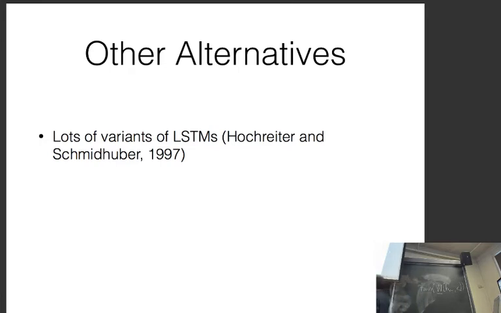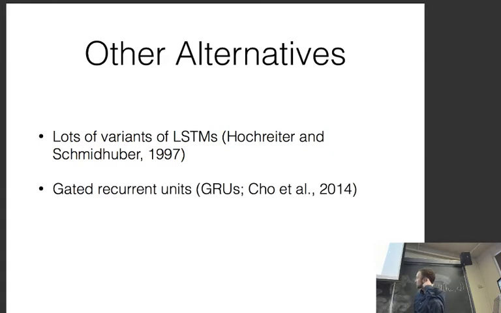One thing that they introduced there was a variant of the LSTM where you set the input gate equal to 1 minus the forget gate, and this reduces the parameters a little bit, but this is good for some things and less good for others. There's also gated recurrent units.